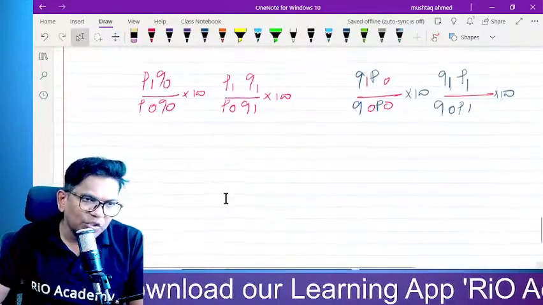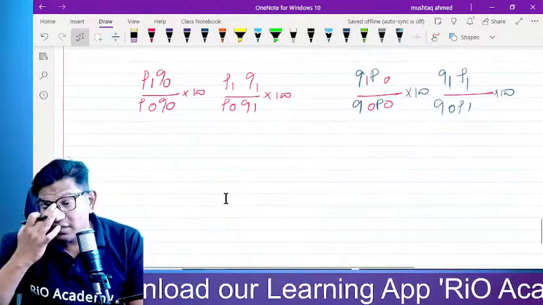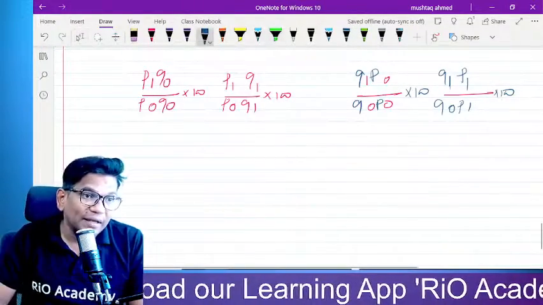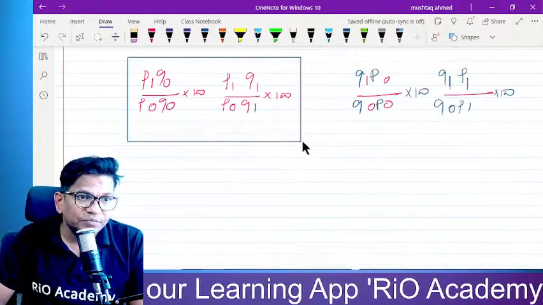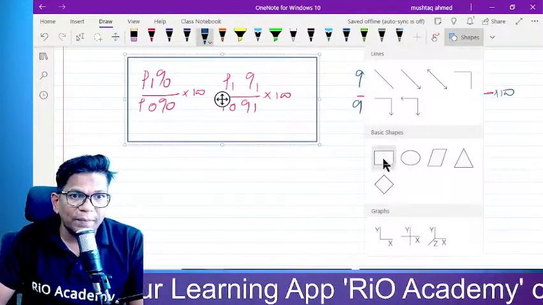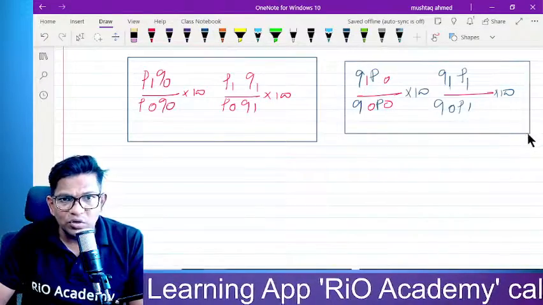Correct? And kids, whenever we are going to start the factor reversal test, how do we do that? Simple. You got it now? This trick you understood? 10 00 11 01.